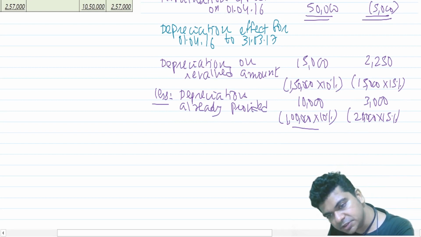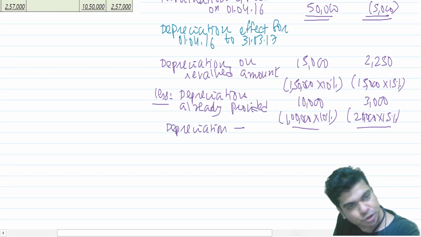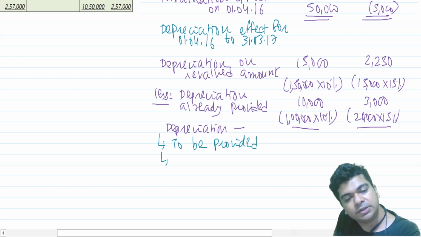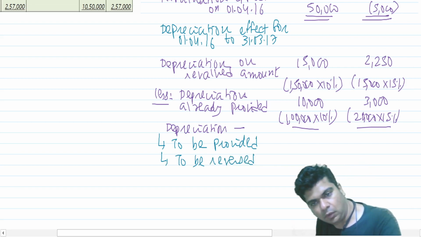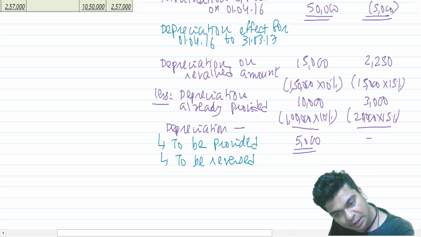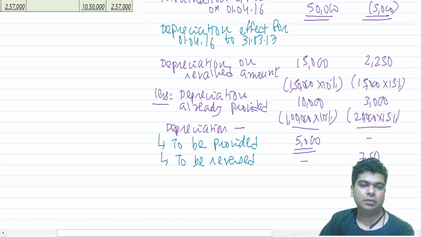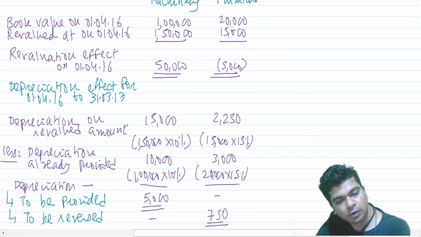So we need to work out the difference now. We say depreciation. We'll have two figures here. One to be provided, another to be reversed. If there is upward revaluation, I have to provide depreciation of 5,000. While here, 750 rupees of depreciation needs to be reversed. This is the entire adjustment for revaluation.